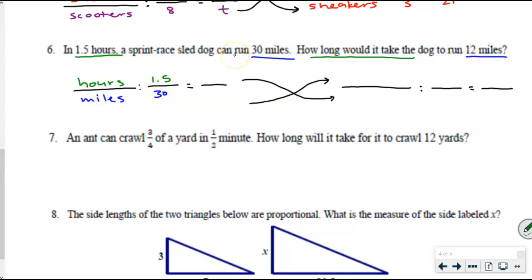Comparing that to an unknown amount of time, let's call that h, and 12 miles. So when I flip that ratio, now I'm going to have miles, 30, and 12, to hours, 1.5, and h.